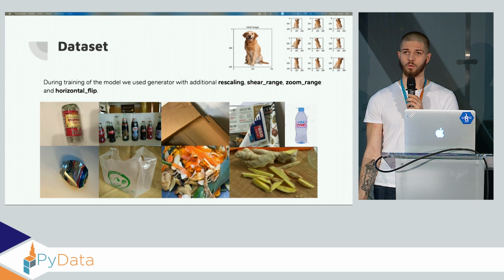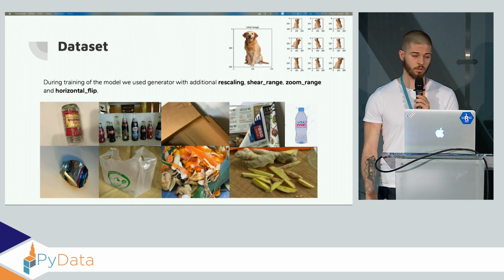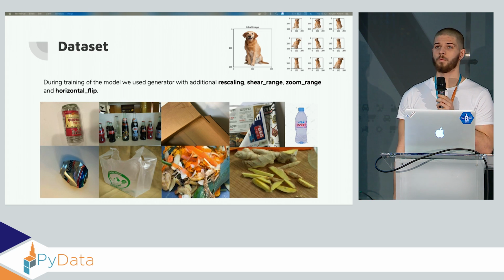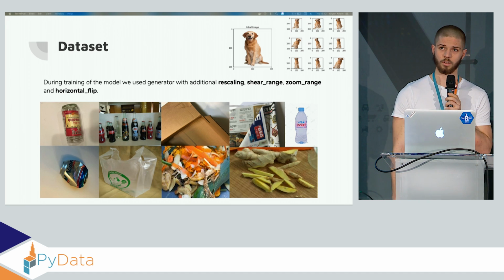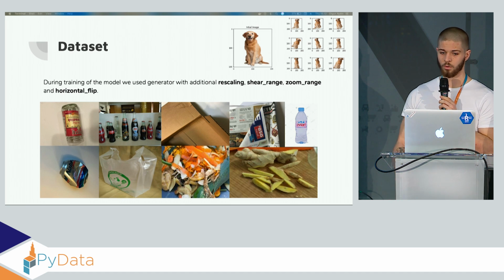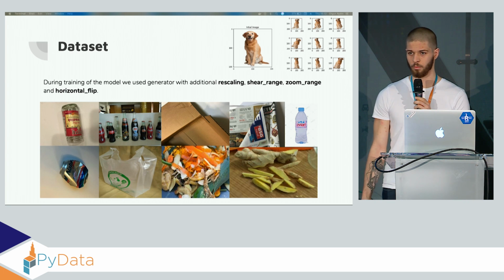For uploading the data set to the models, we used the image data generator from Keras, with rescaling, shear range, zoom range, and horizontal flip to avoid too much overfitting of the model.